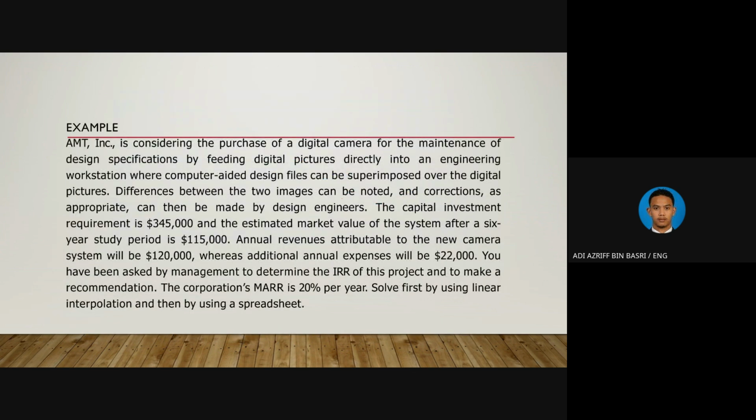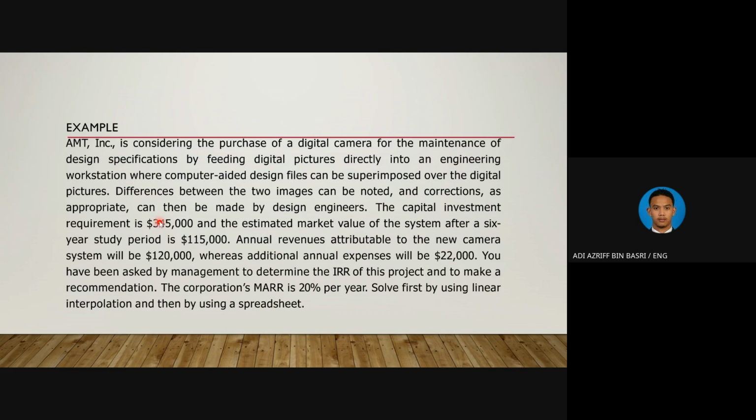For example, a company is considering purchasing a digital camera for maintenance of the design specification by feeding digital pictures directly to the engineering workstation, where a computer-aided design file can be superimposed over the digital picture. So the difference between the two images can be noted, and corrections can then be made by designers. Okay, for the capital investment, the amount required is 345.